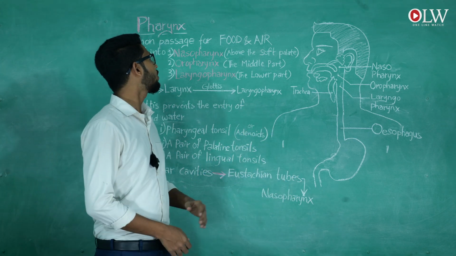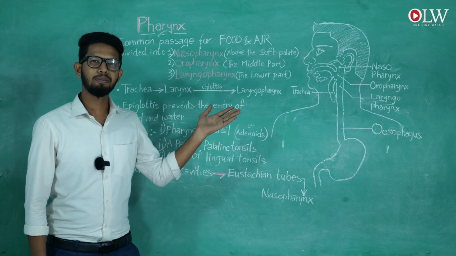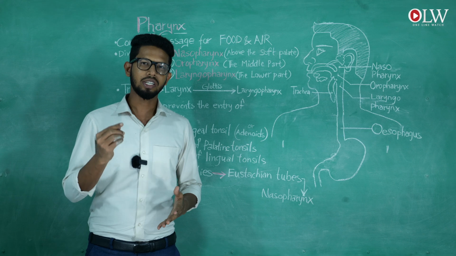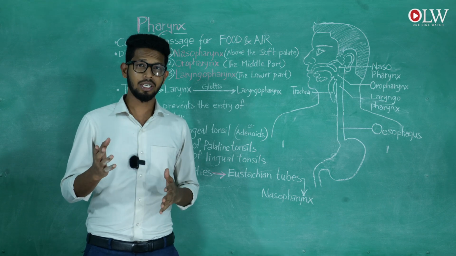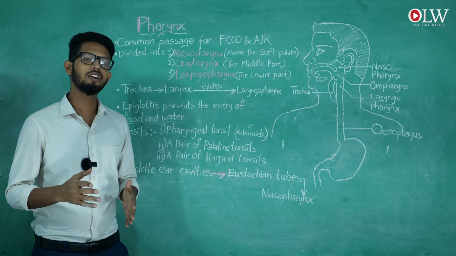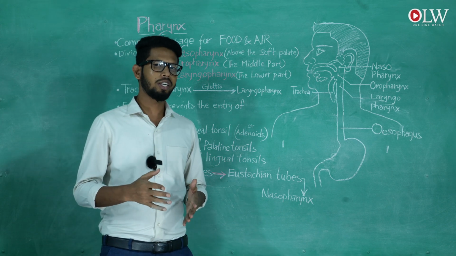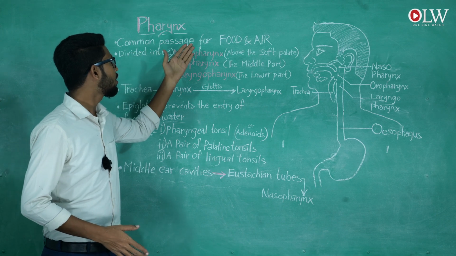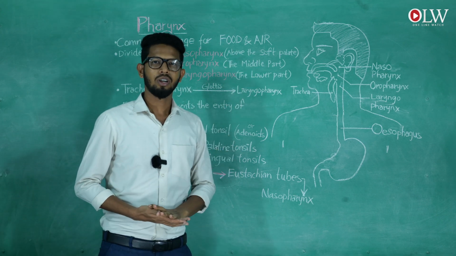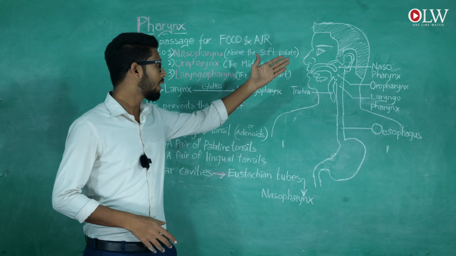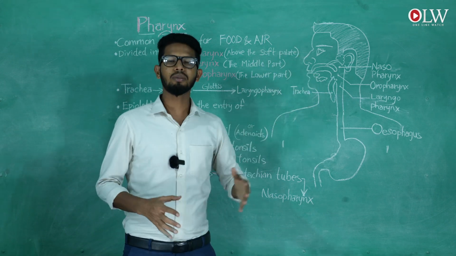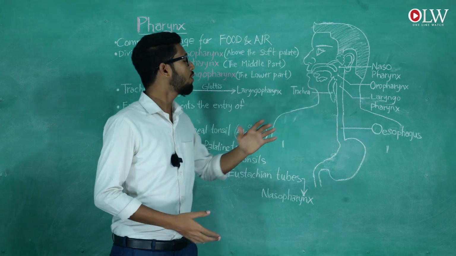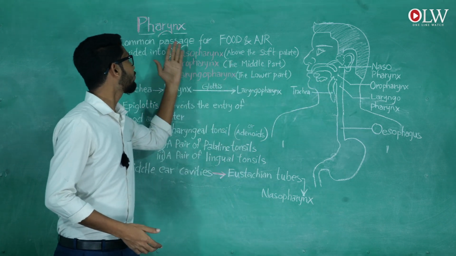So let us discuss the human digestive system. In the previous video we discussed the structure of a single tooth and the functions of teeth, and the structure and functions of the tongue. Now today we are going to discuss the pharynx, which is the common passage for food and air. Before going to our digestive system, we need to know some of the organs involved in digestion. So now let us discuss what the pharynx is.